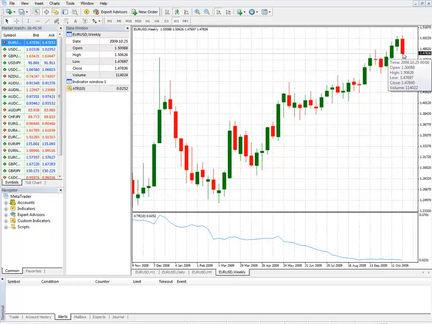Now let's take a look. Okay, we're on the weekly chart, and we're looking at the average true range. And as you can see over here, 0.0252. And if we look at that, that's 252 pips. That one, 256 pips. 257. Again, we're looking at the average.